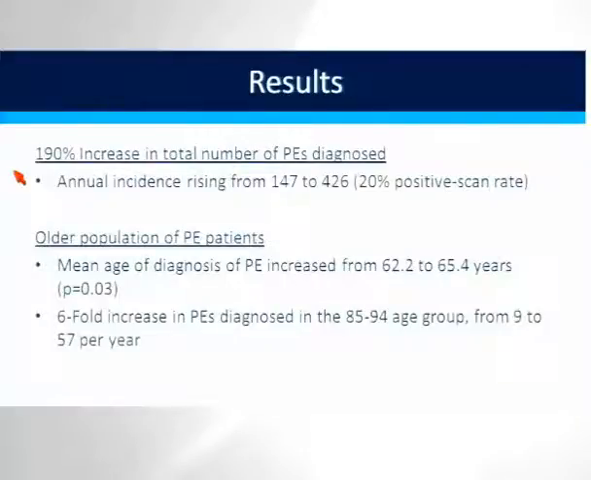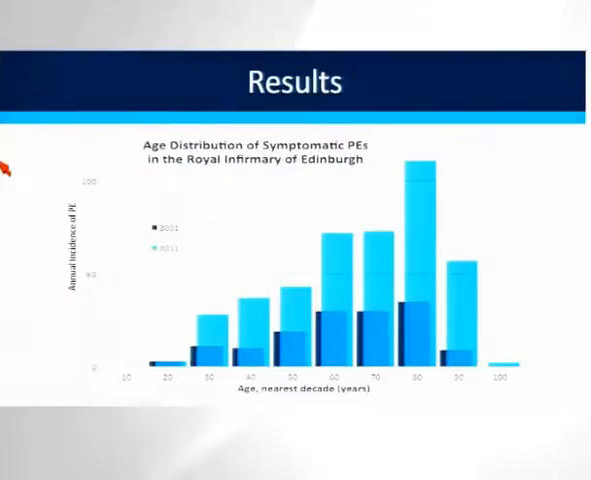Surprisingly, our positive scan rate remained quite high, so we have a 20% positive scan rate, which means that we're diagnosing a lot more pulmonary emboli. We're now diagnosing more than 400, whereas 10 years ago it was nearly 150, and that's for virtually the same patient population. We also observed increased diagnosis in an older population. So the mean age went up from 62 to 65 years. And particularly when we looked at the demographics, we saw that the diagnosis of pulmonary embolism in the older age groups in the 80s and 90s has really seen a quite dramatic increase.